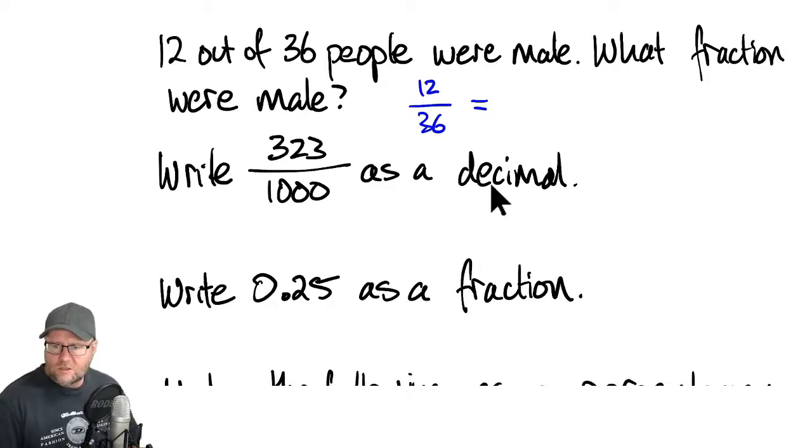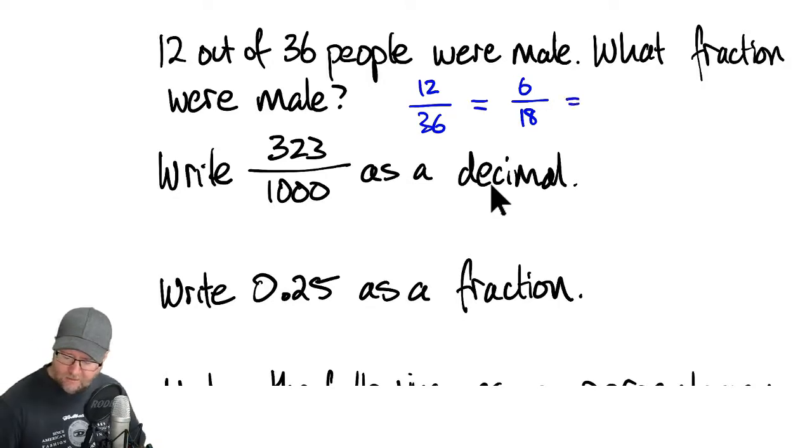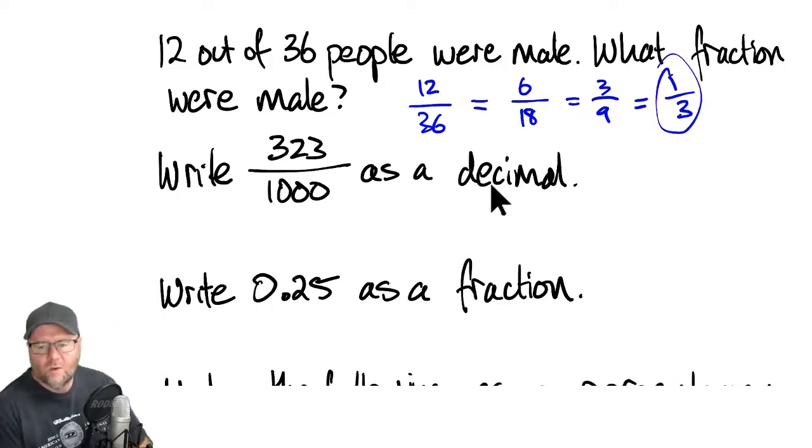Well, first use my 2, 3, 5, 7 rule. Can I break them down into 2s? Can I halve both of those numbers? Yes, I can. 6 over 18. Can I halve them again? Yes, I can. 3 over 9. Can I halve those? No, I can't halve 3. So can I divide them by 3? Yes, I can. 3 fits into 3 once. It fits into 9 3 times. I can't simplify that anymore. 1/3 of them were male.